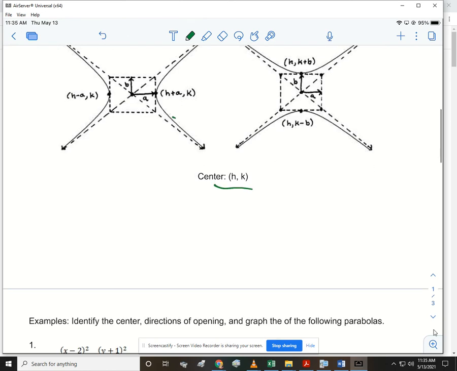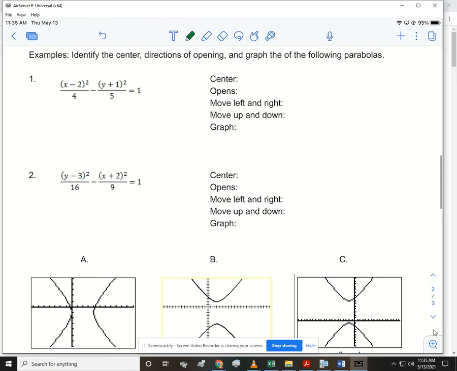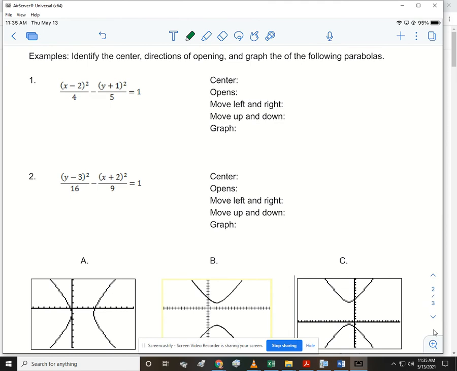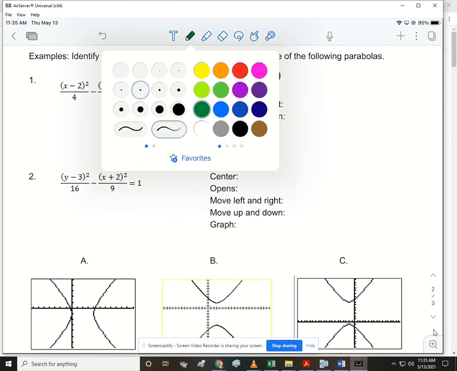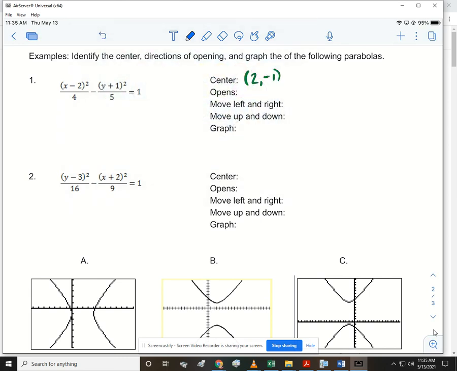Okay, so let's look at some examples. We will go ahead and identify the center, the directions of opening, how many we're going to move left and right and up and down, and then we're going to match the graph. And so on number 1, our center, we'd look inside the x parentheses, change the sign. Look inside the y parentheses, change the sign. Because this one, the x fraction is first, this is one of the hyperbolas that's going to open left and right, like the x-axis.